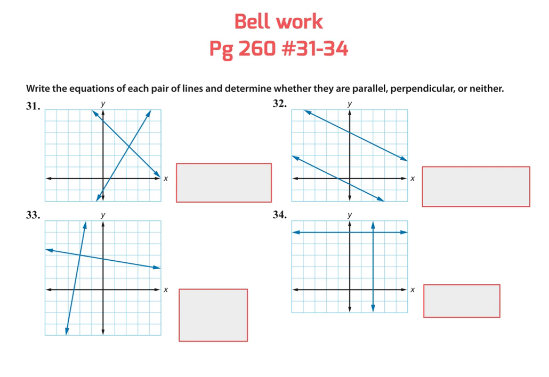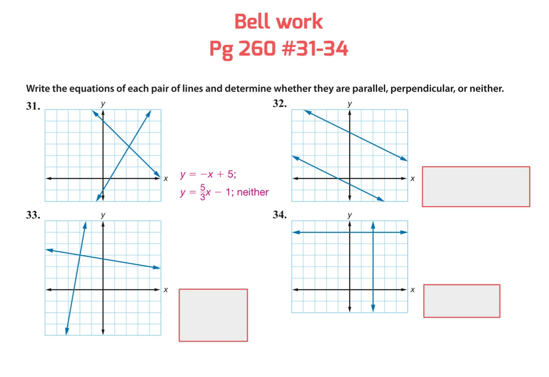So the first thing you have to do is figure out what the slopes are, and then figure out if they're the same, parallel. If they are negative reciprocals of each other, then they're perpendicular. And if they're just a number other than one of those two things, then it's neither. They just intersect. And so for this first one, this ended up being neither.